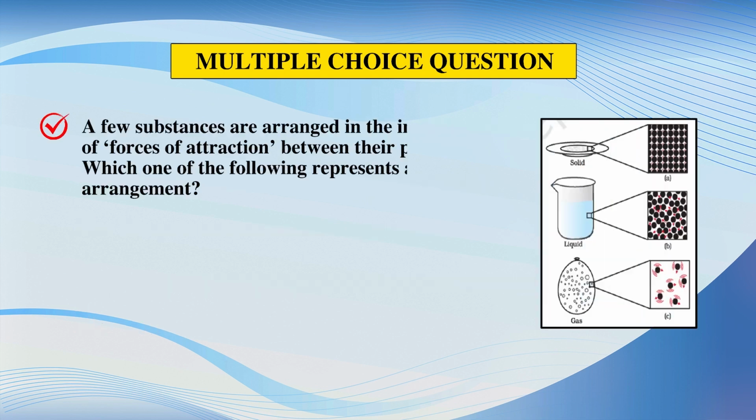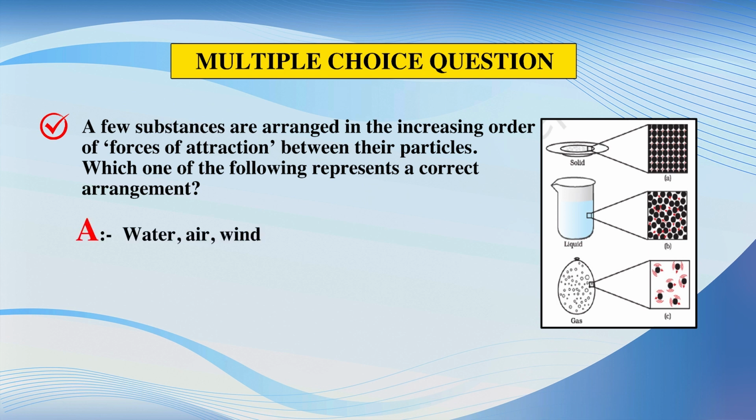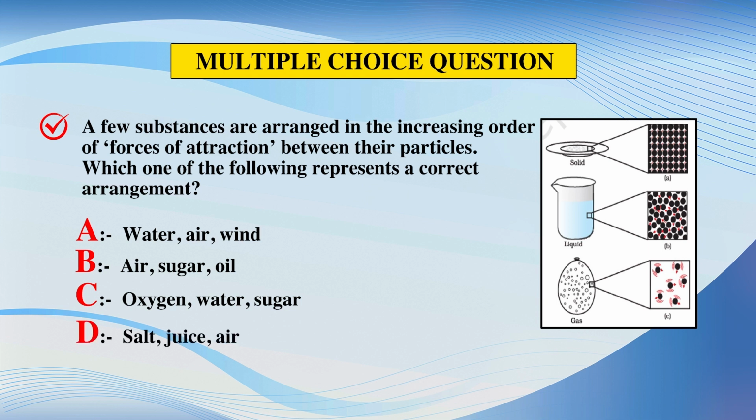Question number 3. A few substances are arranged in the increasing order of forces of attraction between their particles. Which one of the following represents a correct arrangement? Option A, water, air and wind. Option B, air, sugar and oil. Option C, oxygen, water and sugar. Option D, salt, juice and air. The correct answer is option C, oxygen, water and sugar.